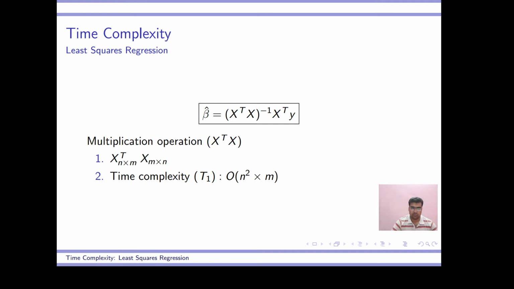Okay, so what would be the time complexity for the computation of x transpose x? That will be equal to n square m. And how am I getting these numbers? See, what we have to do is we simply have to multiply the outer dimensions with the inner dimensions.